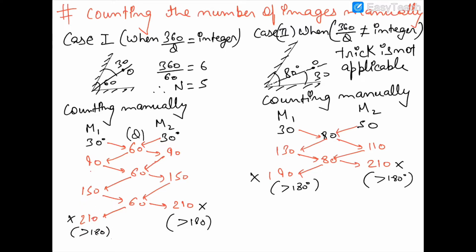Now you have to check one more thing here. This is the last image of the first mirror, this is the last image of the second mirror, and this is the angle between the two mirrors. We have to add the last image angles and the angle between the mirrors. The sum is exactly equal to 360 degrees.